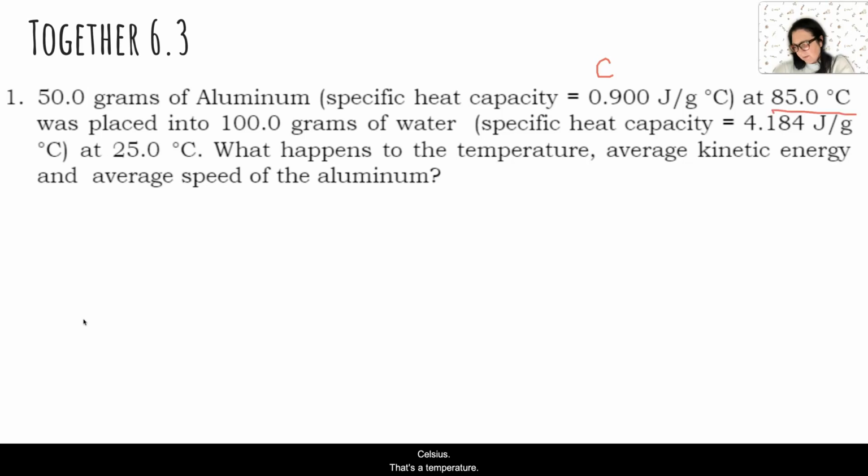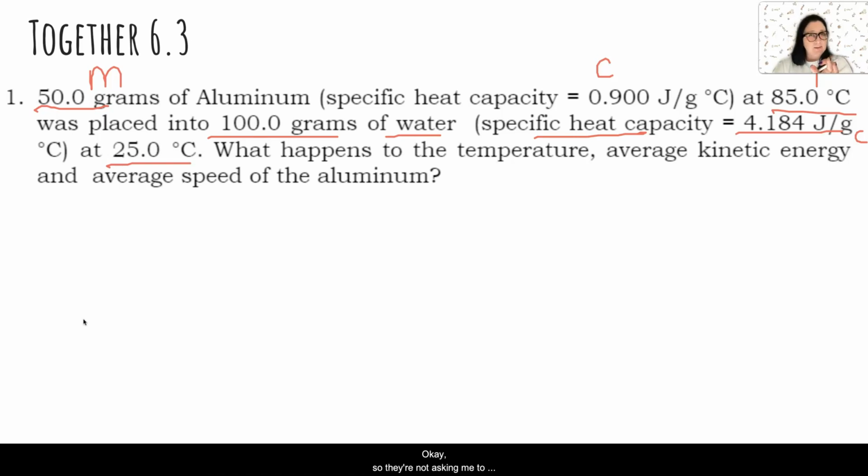At 85 degrees Celsius, that's a temperature. We have 50 grams, that's a mass. It's placed into 100 grams of water, so I have a mass of my water that has its specific heat capacity, which is another C. There we go, I can barely squeeze it in. And I have another temperature, which is 25 degrees Celsius. What happens to the temperature, average kinetic energy, and average speed of aluminum?